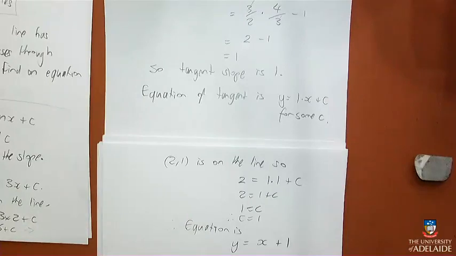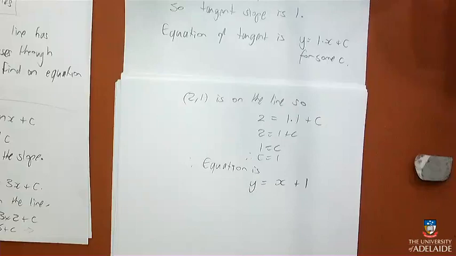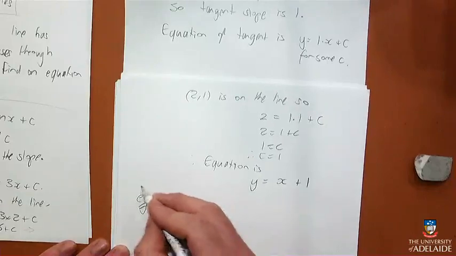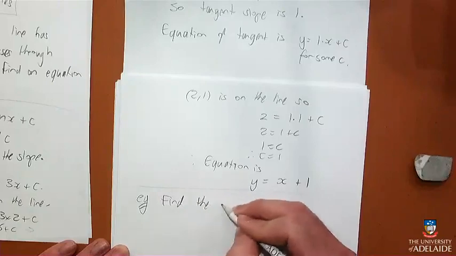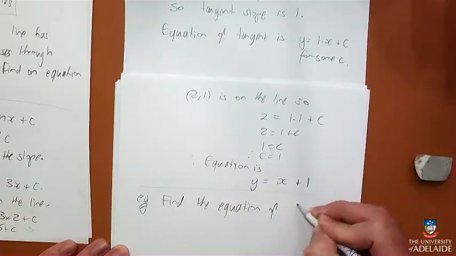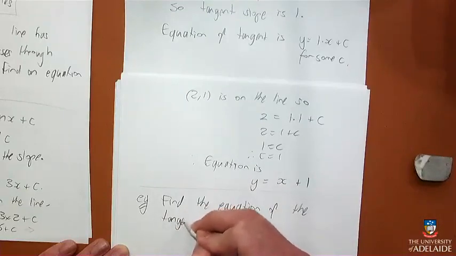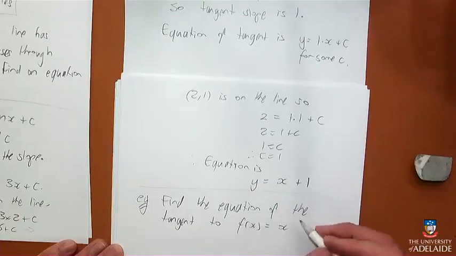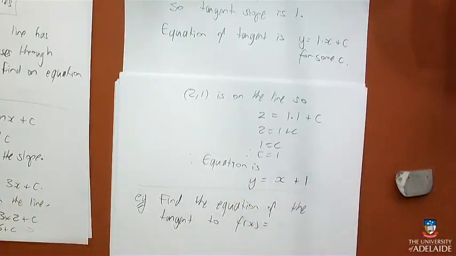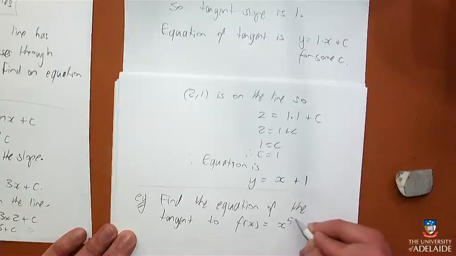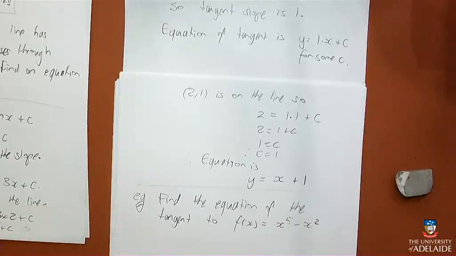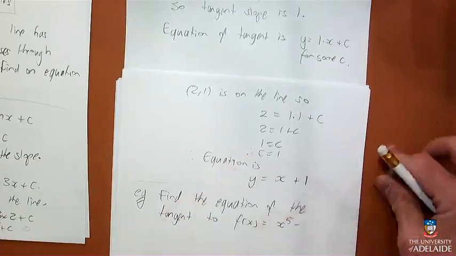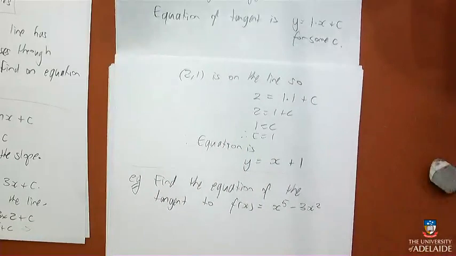Okay, let me do another one, just to make sure you've got the deal here. Find the equation of the tangent to f of x is x to the... Maybe I'll do a polynomial this time. Let's just do a small one like that. Do you know what? I might just stick a coefficient in front of that. Okay, well, x to the 5 minus 3x squared.